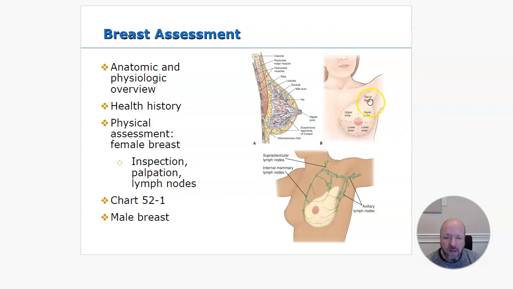And you can see here on this picture on the top right, it says the tail of Spence. That's where a lot of malignant cancers, tumors will end up in that tail more than not. Also, men do get breast cancer. Sometimes not everybody thinks about it. I actually have seen a patient, a male, who had to have one breast removed and then his next one due to breast cancer. So it does happen.